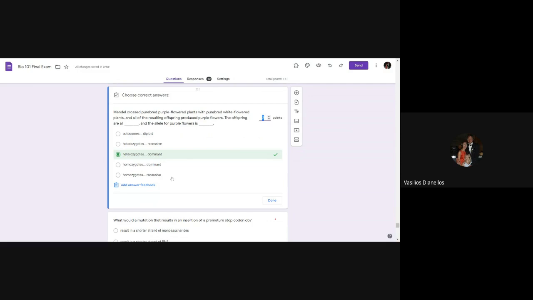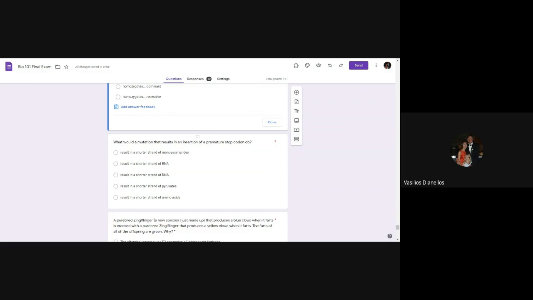All right. What would a mutation that results in insertion of a premature stop codon do? I love this because it requires you to know what a stop codon is and what it does. A stop codon, right? That's that code on the RNA that says, all right, we're done with translation, meaning we're done adding a bunch of amino acids together to make a polypeptide, to make a protein, right? So with that knowledge in mind, let's look at the choices.